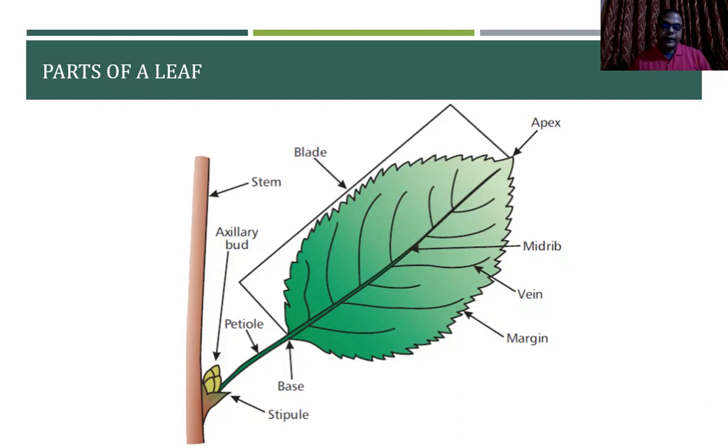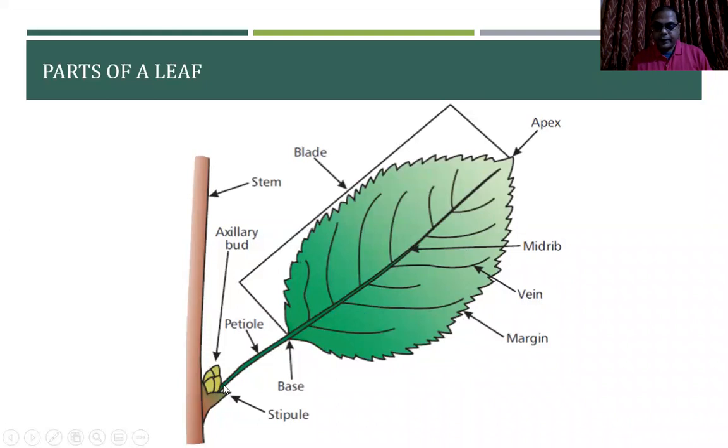So the entire leaf has different components. We have the apex here. Then we have the blade. This entire apex and blade is what we call the epipodium. It also comprises the midrib that passes through the center of the leaf. Then we have the veins. From the veins, we have different veinlets, and then we have the margin. This entire area is called the blade.